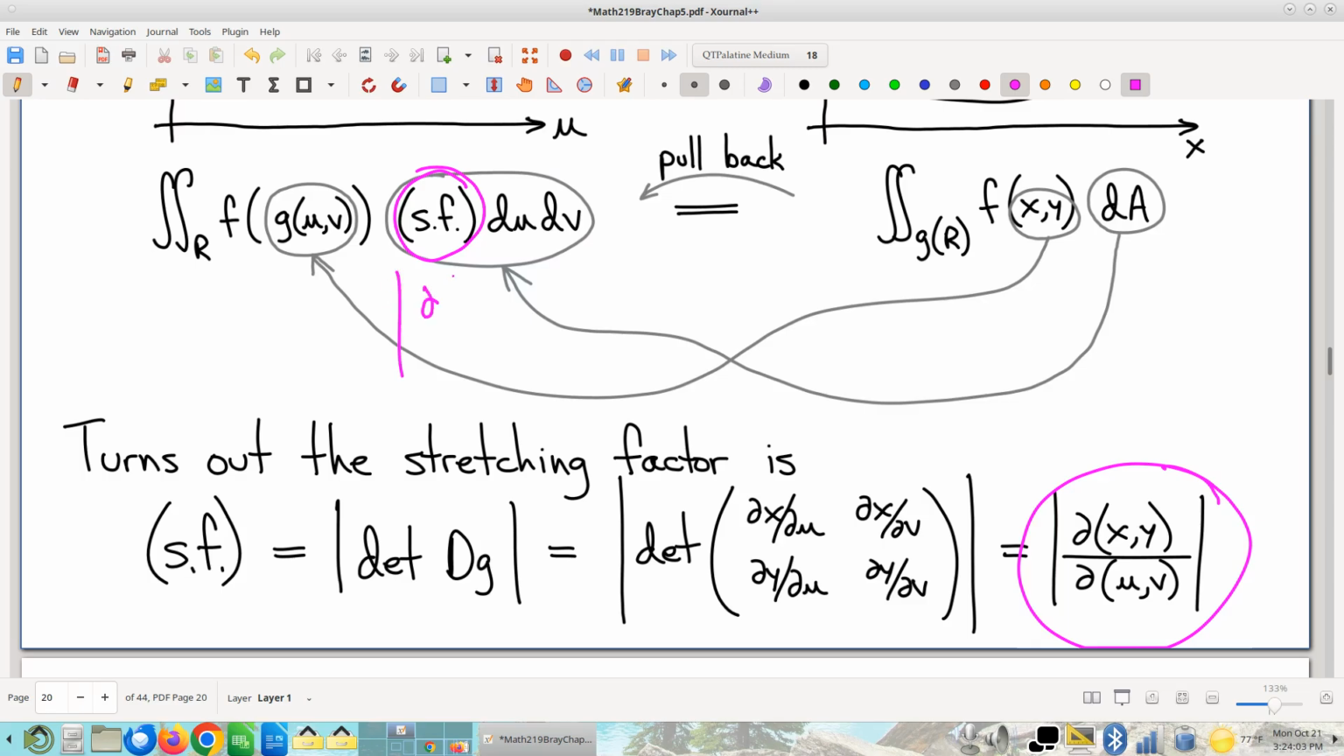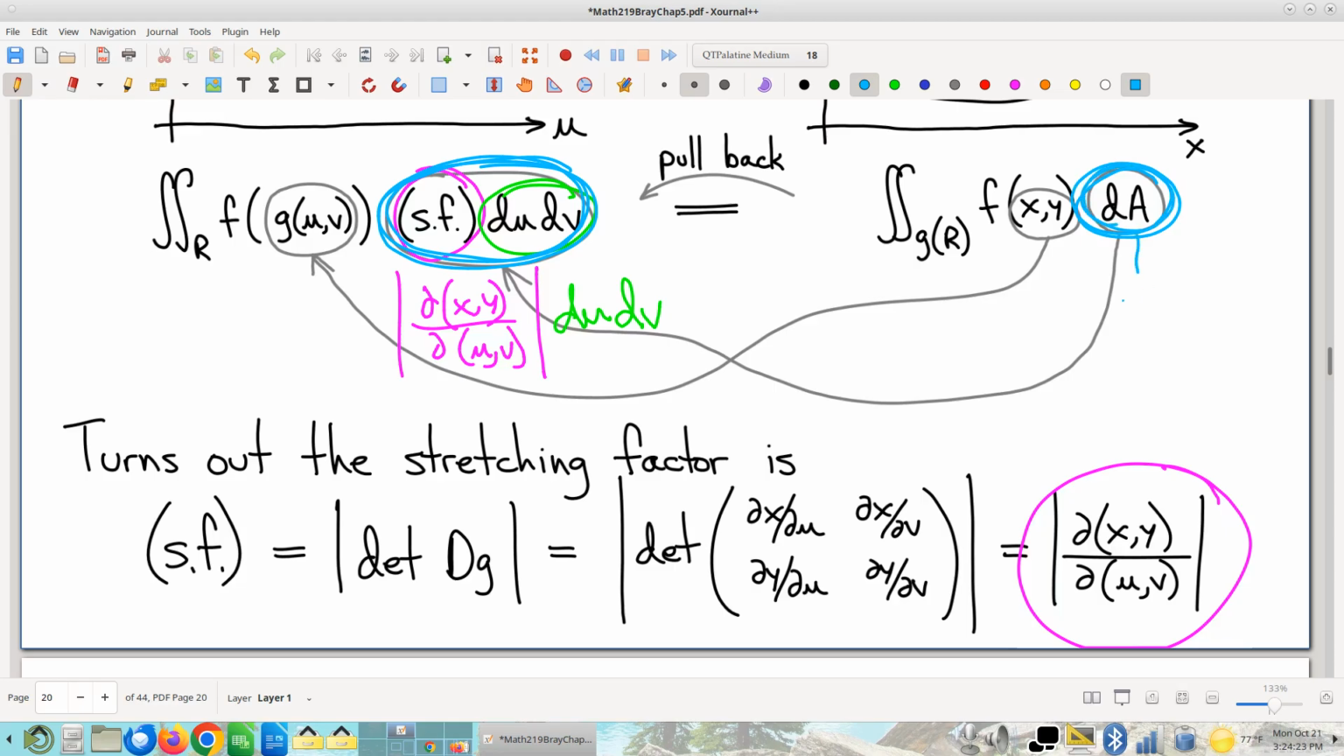Absolute value, partial xy, partial uv. And keep in mind that is what we multiply by our input area, du dv, presumably, hopefully, to get the output area, which one might reasonably write as dx dy, representing area in the xy plane. And so the hope is that what I have in blue on the left would be a reasonable suggestion of dx dy. Now, is that a reasonable suggestion?